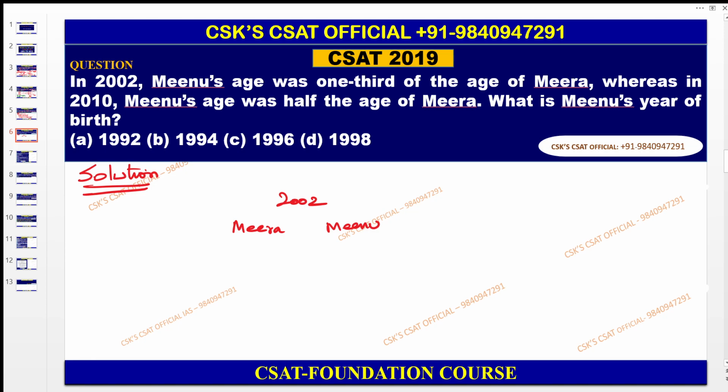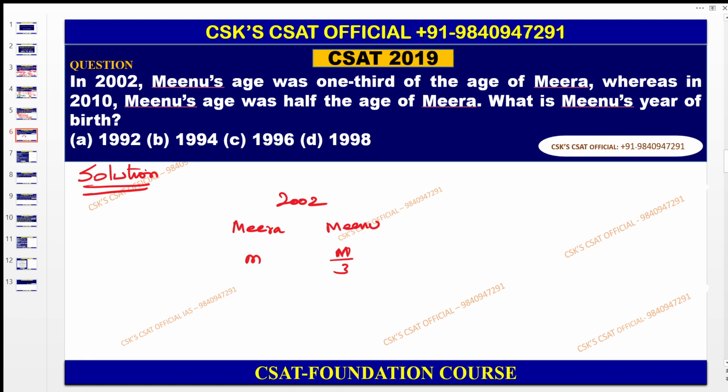You can take Minu's age as nothing but 1/3 of Mira's age. So let us take Mira's age as M. Minu is 1/3, so therefore M by 3. Okay, let us take M by 3.